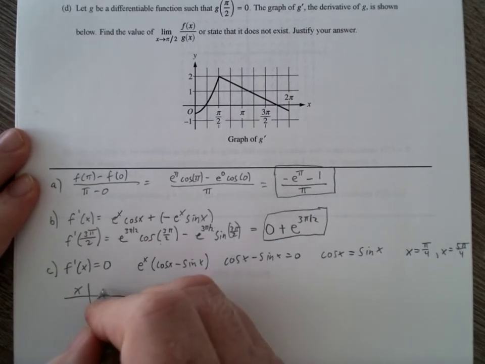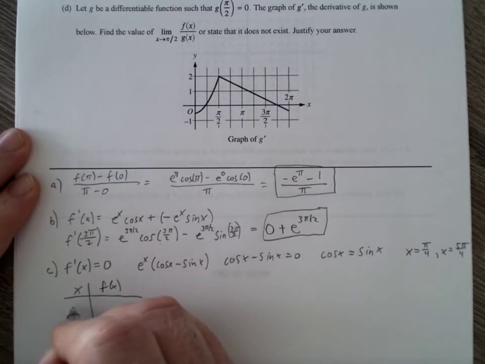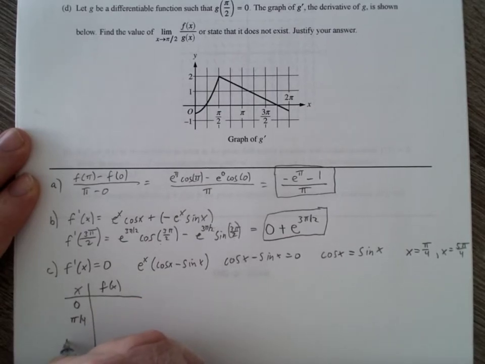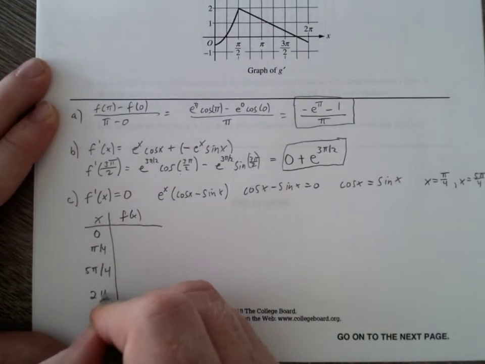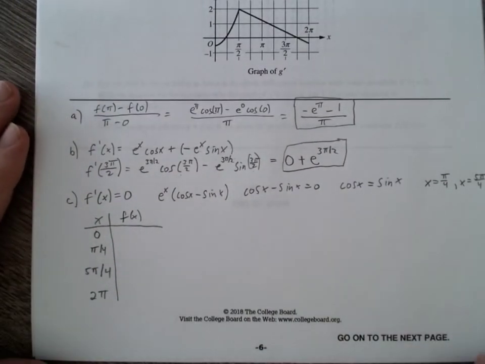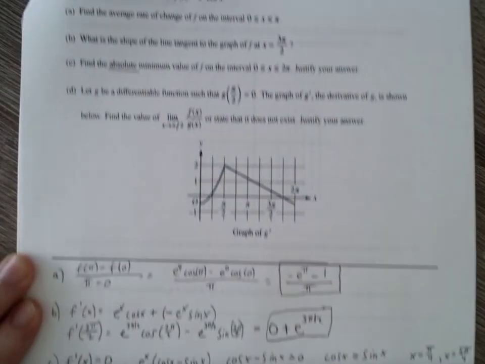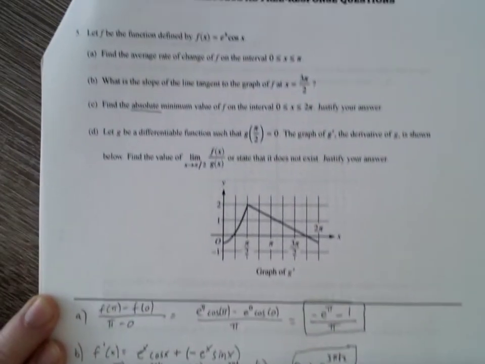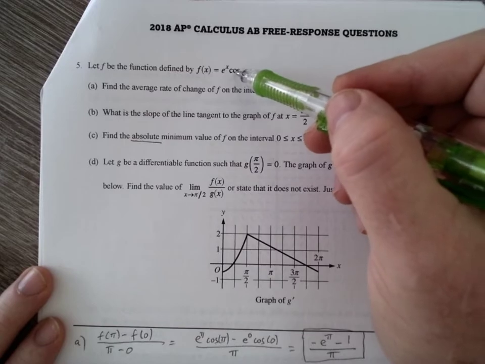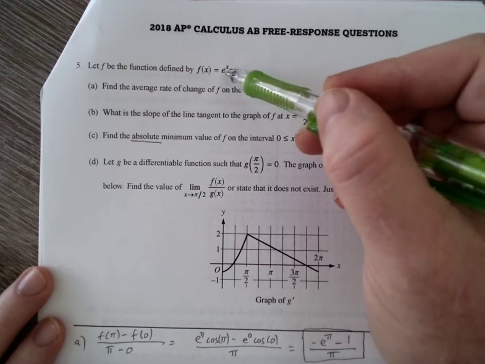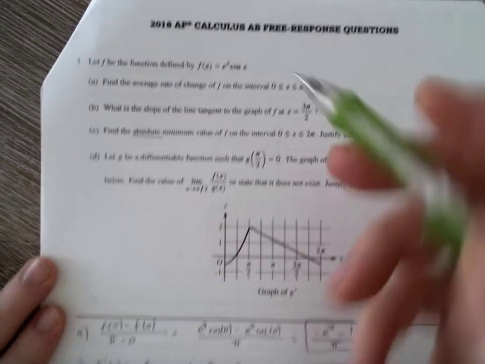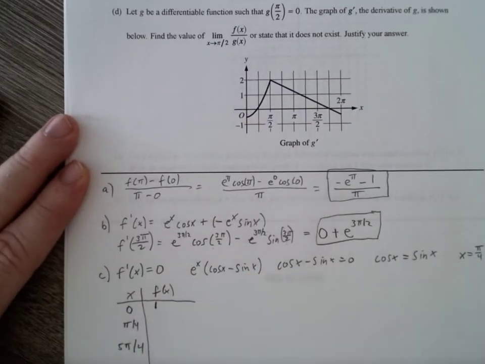You're going to have x here, and f of x here. And the numbers we're going to check are 0, pi over 4, 5 pi over 4, and 2 pi. We're plugging these back into f of x, since we're looking for an absolute minimum. If we plug 0 into this, the cosine of 0 is 1, e to the 0 is 1, so this whole thing will give us 1 here.